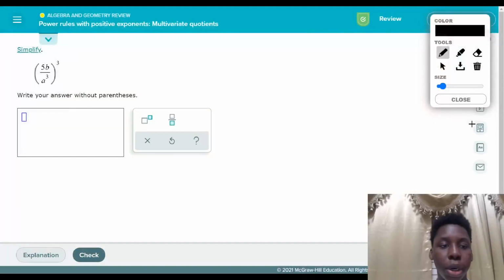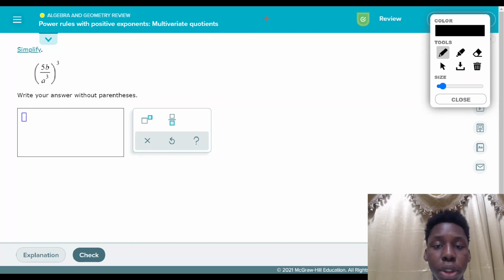Today we're going to be talking about power rules with positive exponents, and we're going to be dealing with multivariate quotients, basically. What this means is we're going to be dealing with equations that have exponents, and what exponents basically mean are powers.